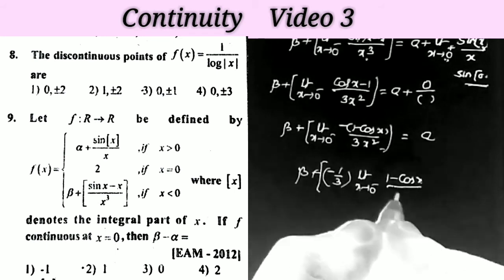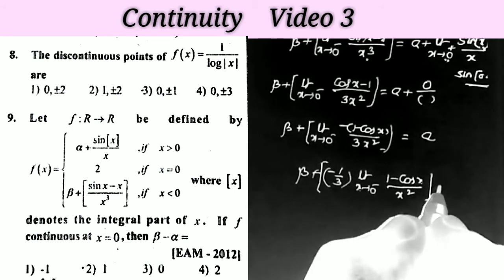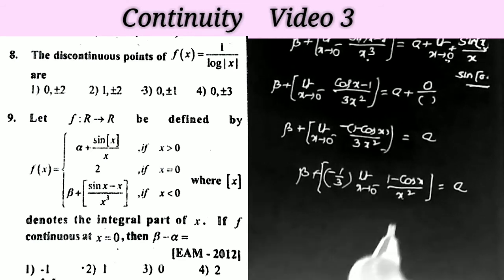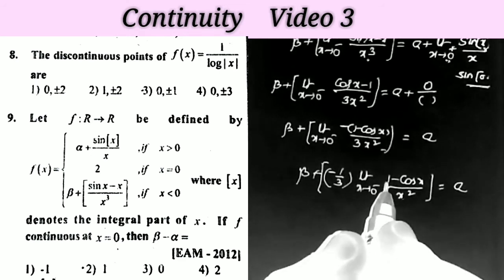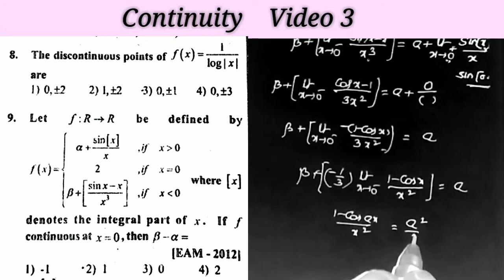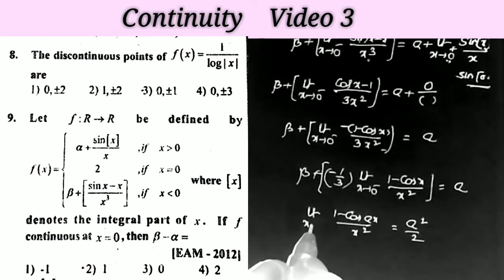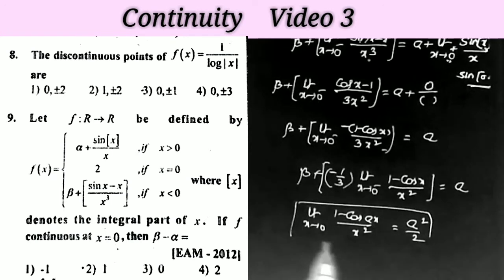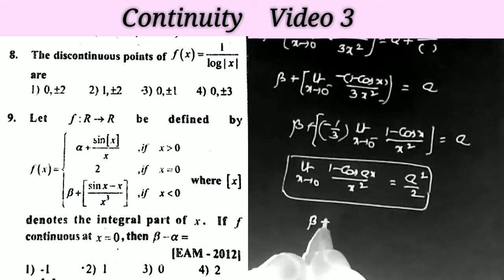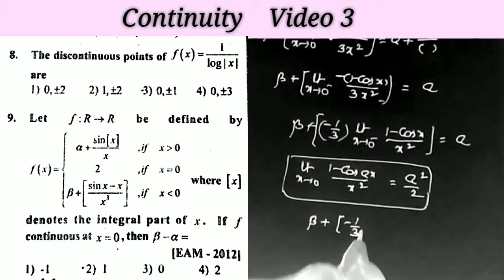x by x square. And what is the formula for 1 minus cos x by x square? Already I told you about this formula in the limits and continuity. The formula is 1 minus cos ax by x square is equal to a square by 2. This is the formula where limit x tends to 0, limit x tends to 0, 1 minus cos ax by x square is equal to a square by 2. Now by applying that formula here, beta plus minus 1 by 3 into a is equal to 1, a square by 2, 1 by 2.